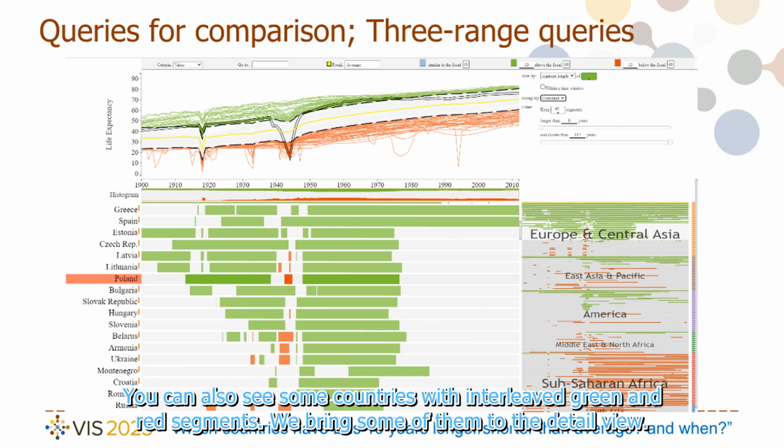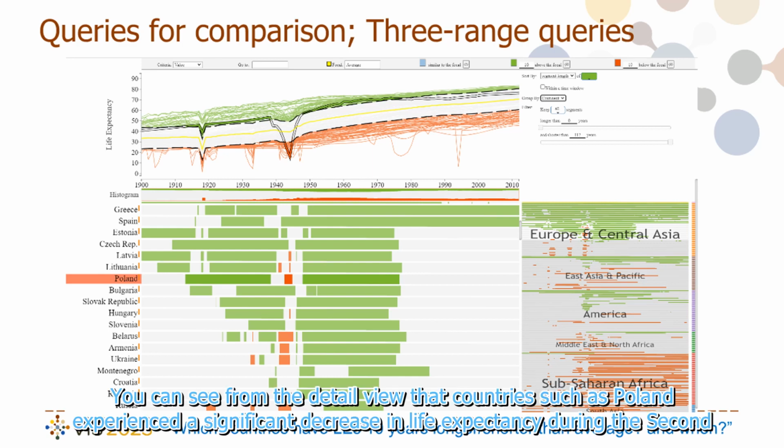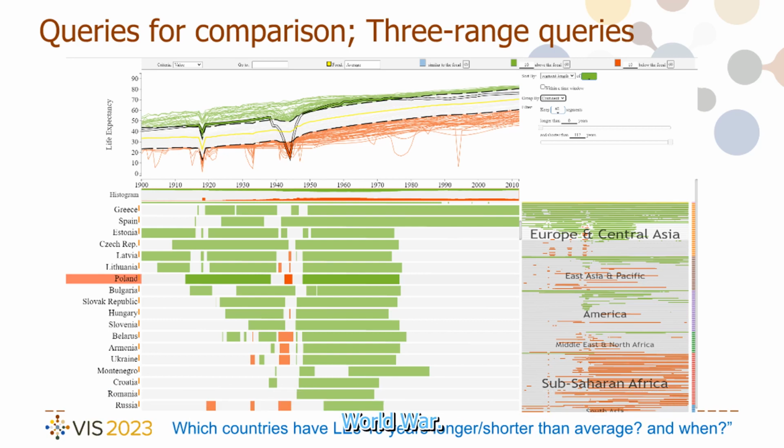We bring some of them to the detail view. You can see from the detail view that countries such as Poland experienced a significant decrease in life expectancy during the Second World War.